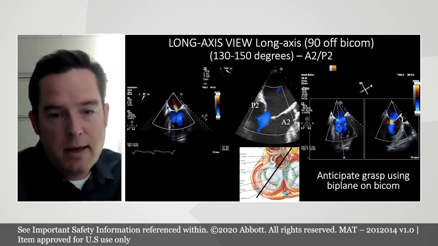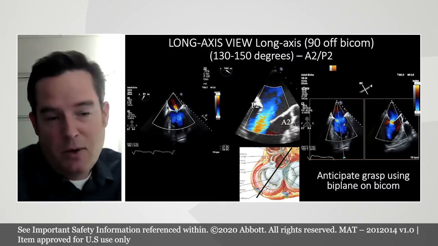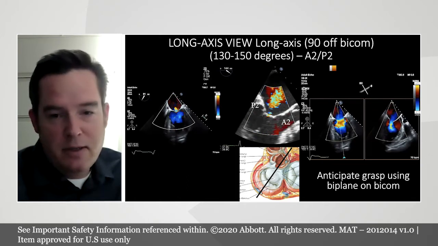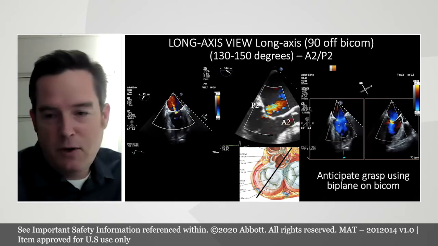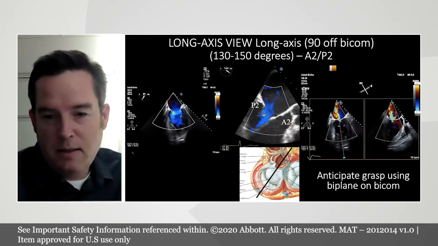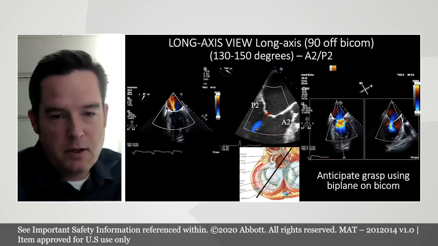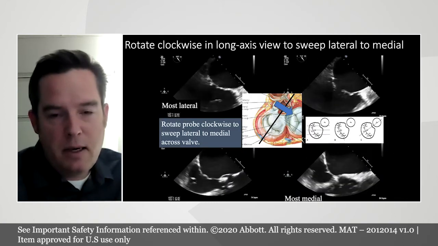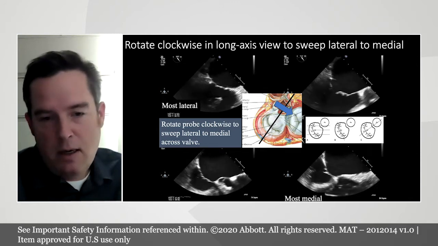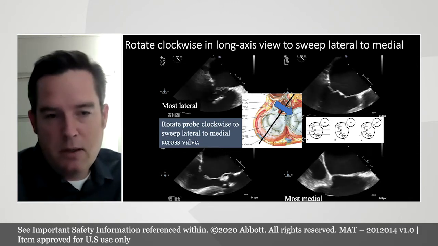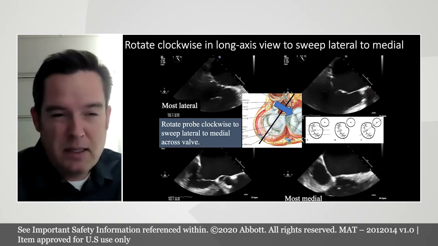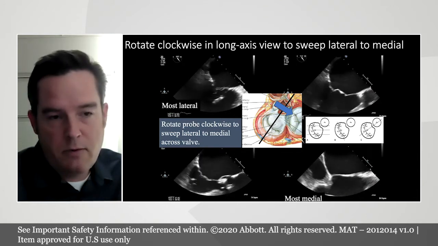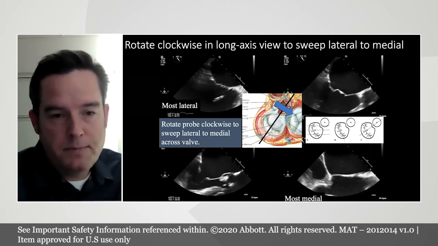So here's a long axis view, which is just going to be 90 degrees off of that. If you got the bicommissural view at 45, then you're going to be at 135 for your long axis view, and this can help you to anticipate your grasp zone, your grasp view here, and then a rotation from counterclockwise to clockwise as we sweep from lateral to medial all along that coaptation line. It's going to basically give you the same data that you got from your X-plane view of the bicommissural view.